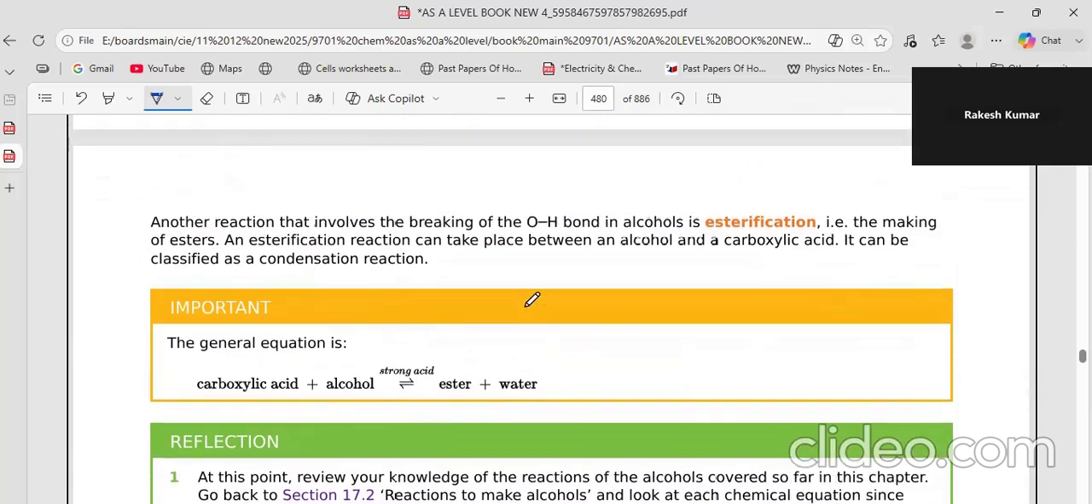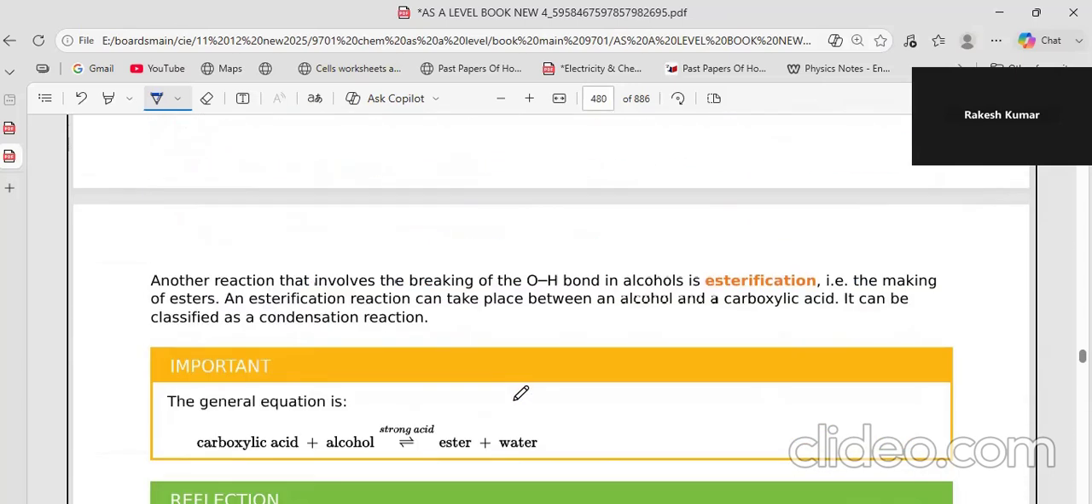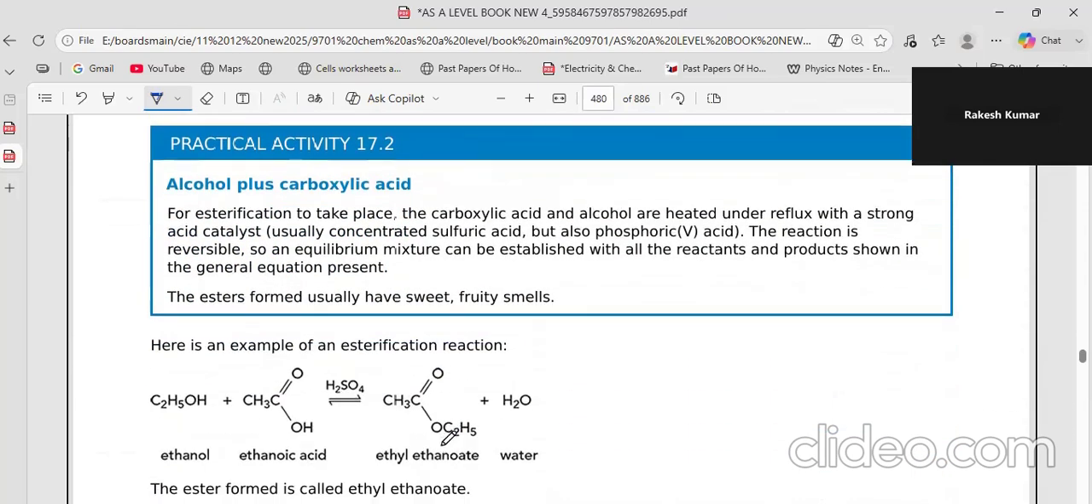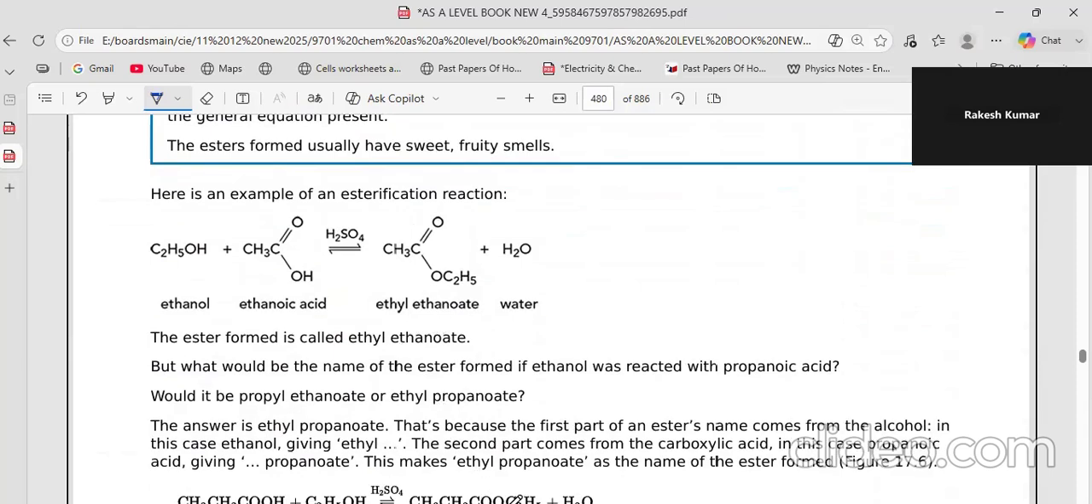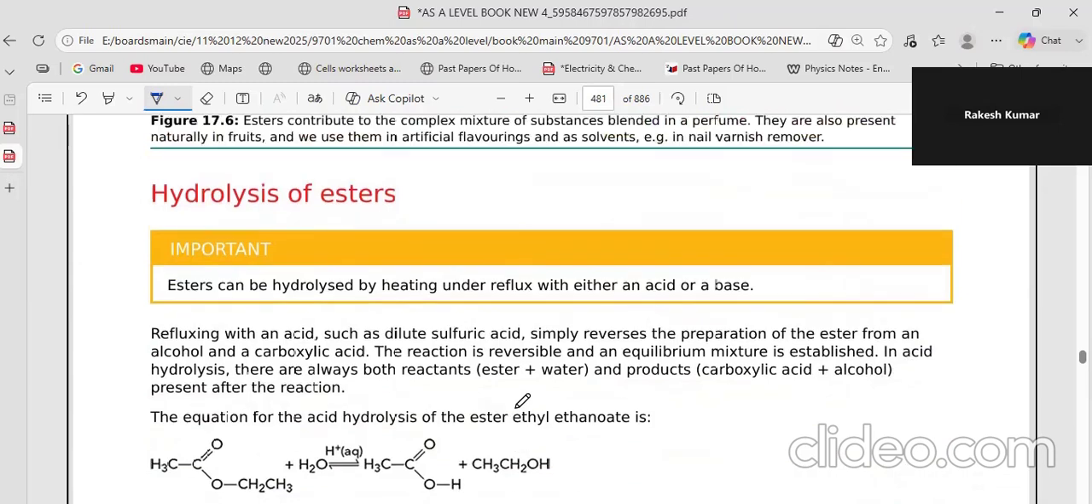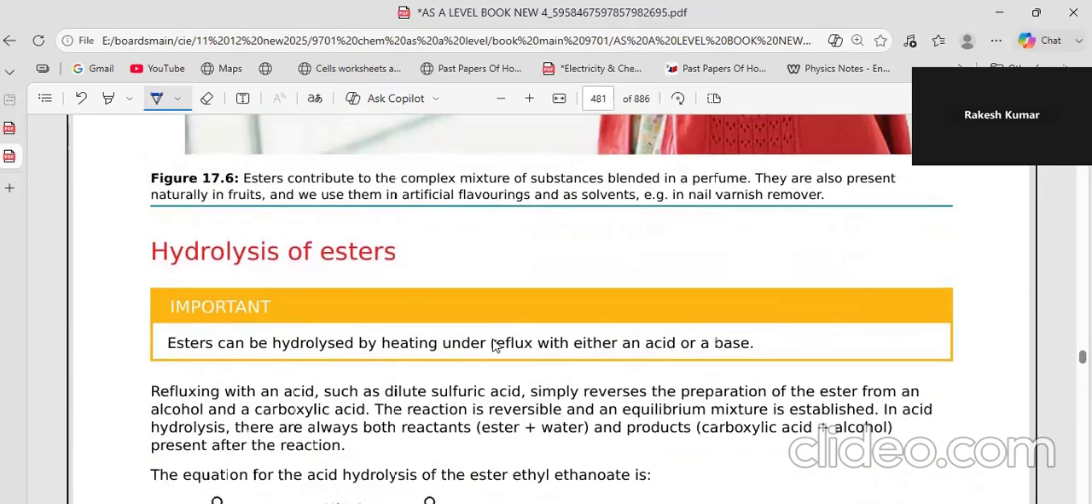So this is the esterification reaction. The alcohol is reacted with a carboxylic acid in the presence of a strong acid, and depending on which alcohol you use, you get the ester. The name is derived from these two parts. Then you can break it apart.